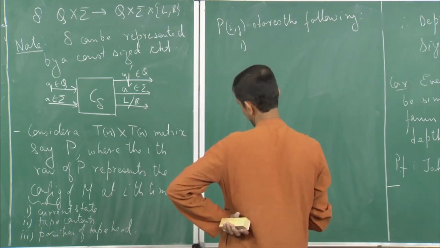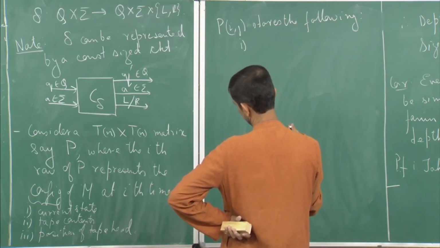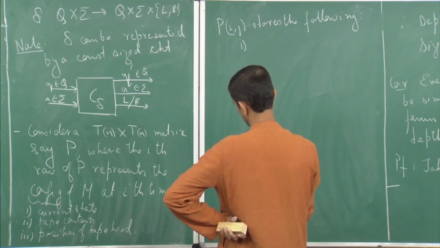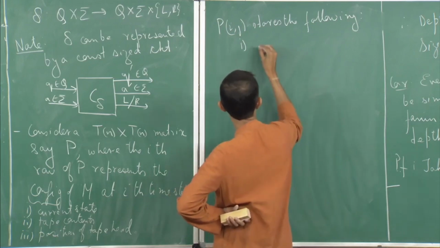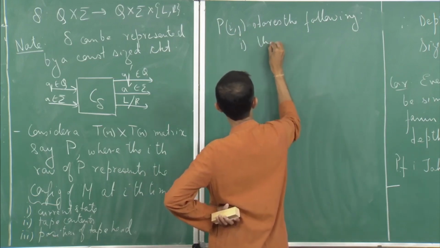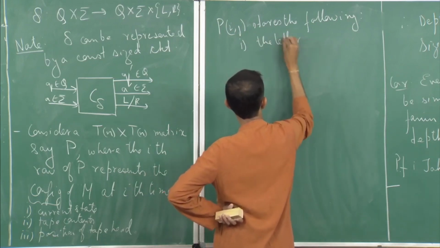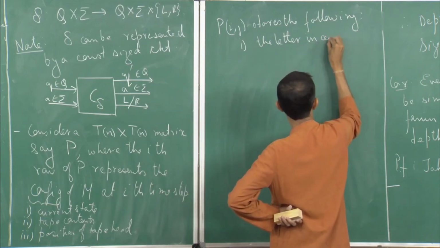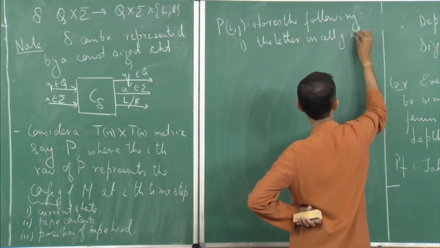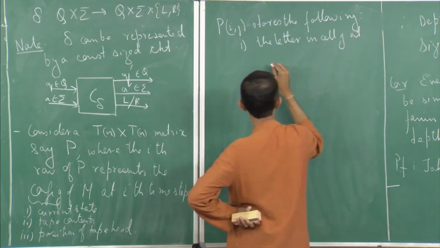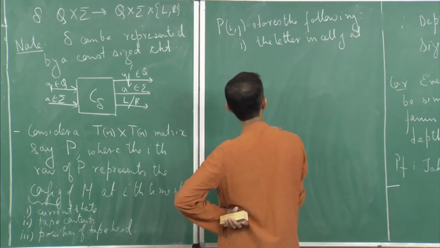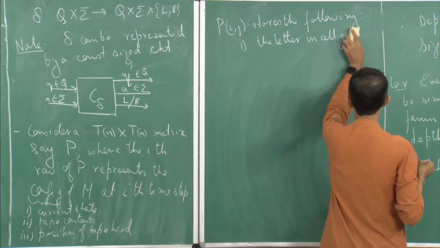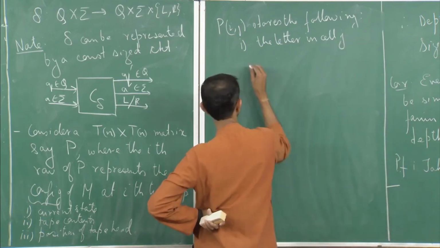So, firstly it will store the letter in cell J. I will write this later on, the letter in cell J.